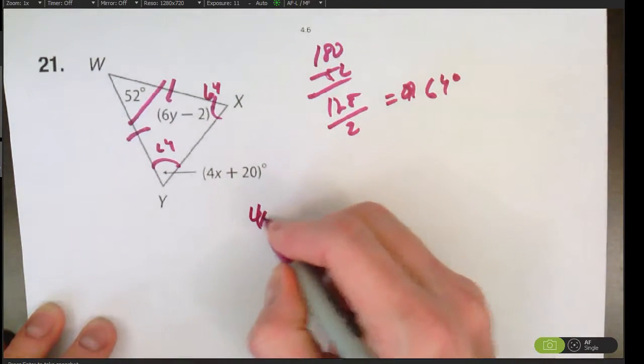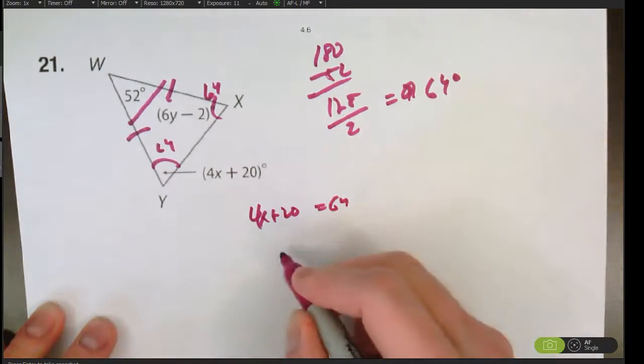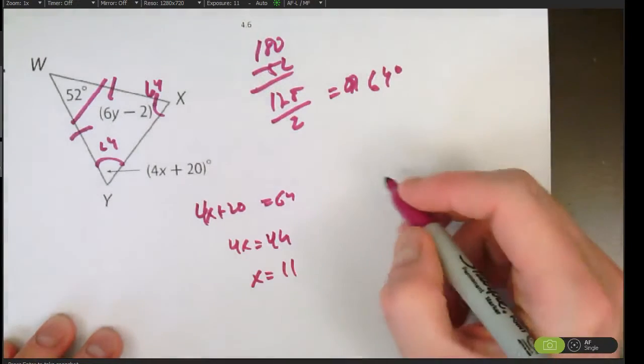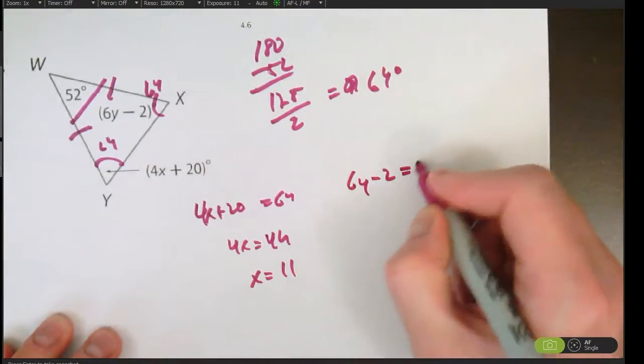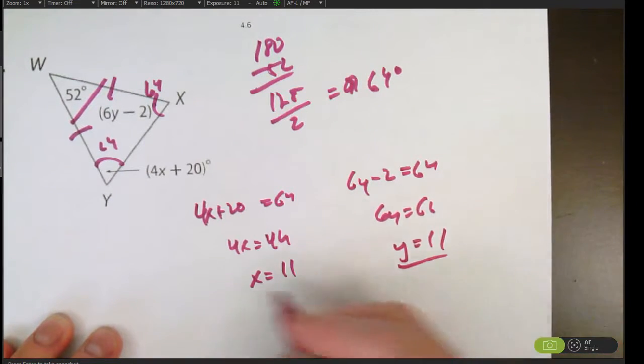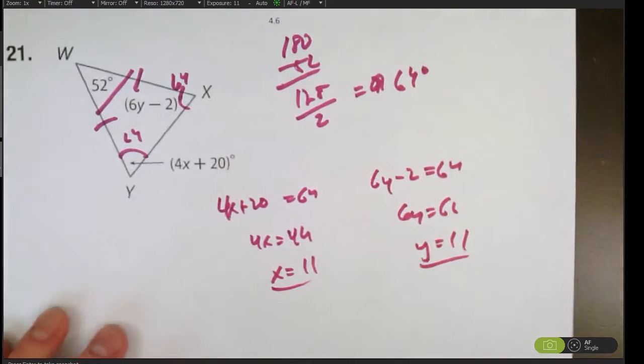So set 4x plus 20 equal to 64. 4x is 44, x is 11. And then set 6y minus 2 equal to 64. 6y is 66. y is also equal to 11. That's kind of weird. So that's what was going on with 21.